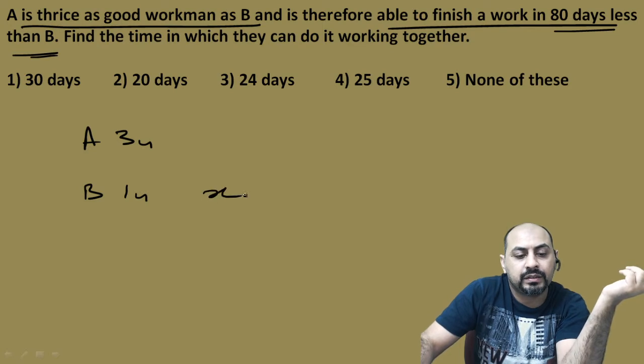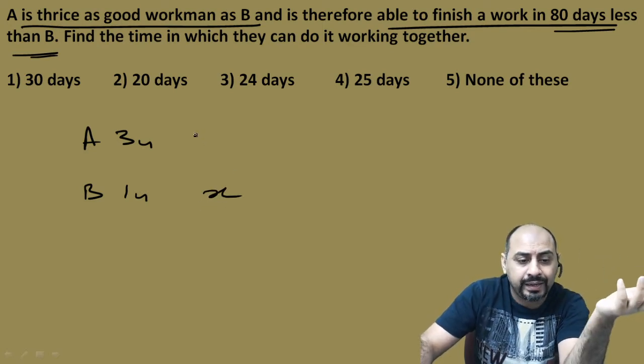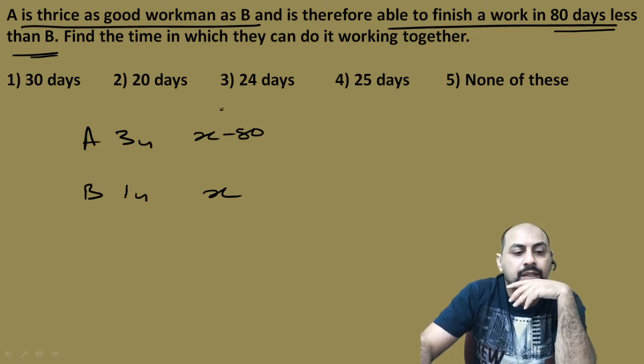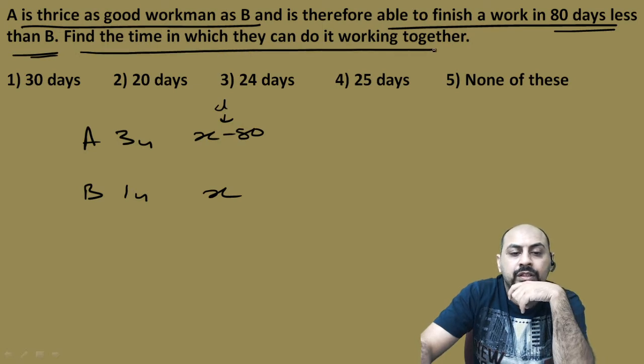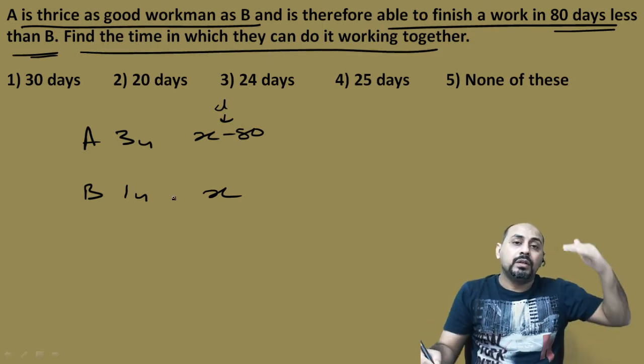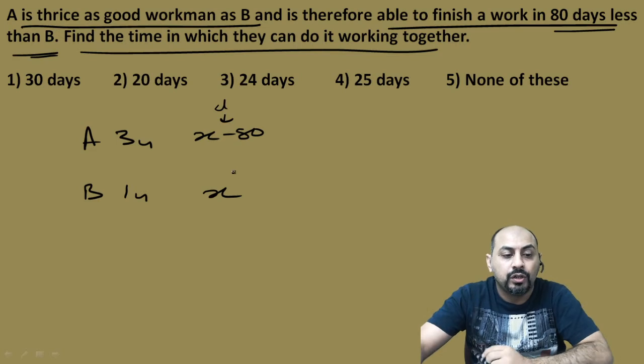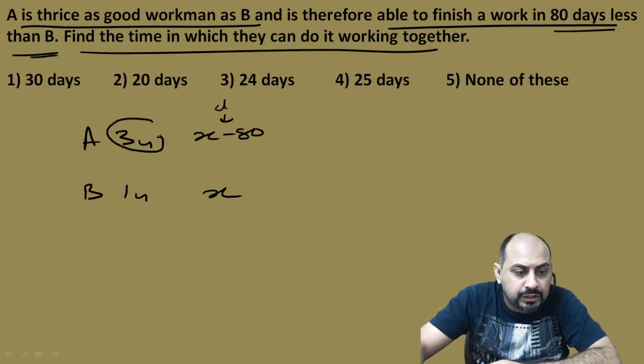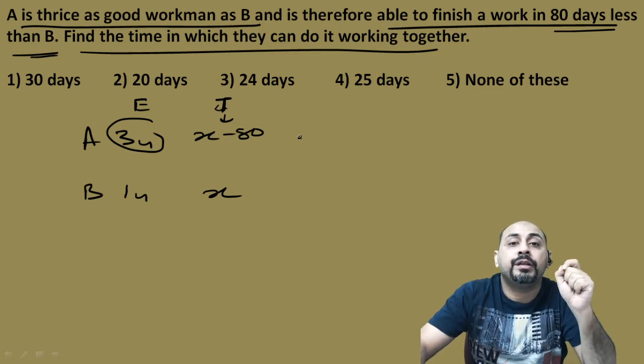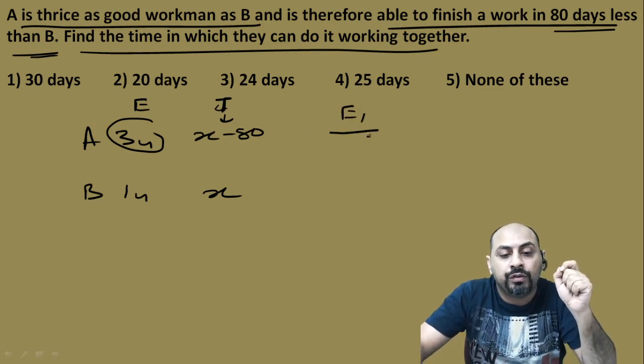So if X days is what B takes, A would be taking X minus 80 days, right? This is the number of days we're talking about. Find the time in which they can do the work together. Now, since the work is constant, the efficiency and time will be inversely proportional. So E1 upon E2 would be equal to T2 upon T1.